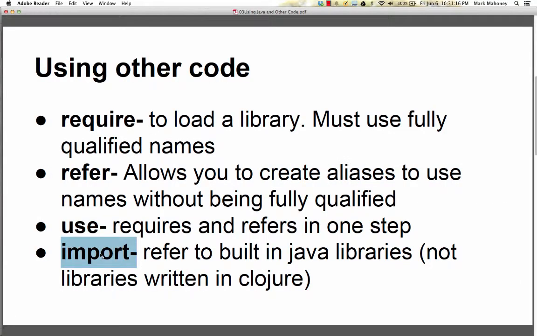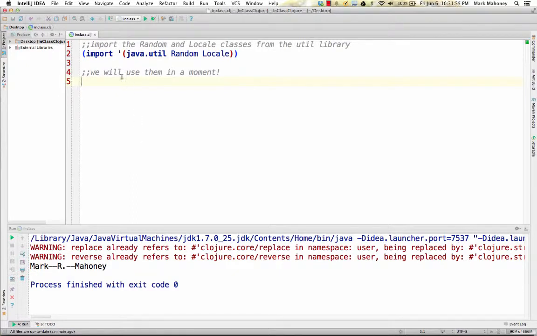Lastly, we have import, and this is used to refer to built-in Java libraries. Libraries not written in Clojure, but the ones that come with the Java SDK in particular, or anything that's on your class path. Here's how we import. We create a list, and we give the name of the package first, and then a list of classes within that package. So we want to be able to use Random and Locale from the util package. We don't actually do anything with them right now. We'll talk about how that works in a second.